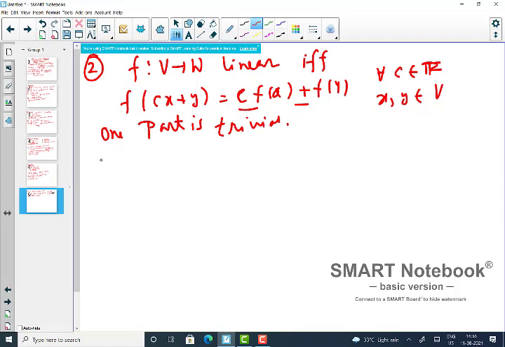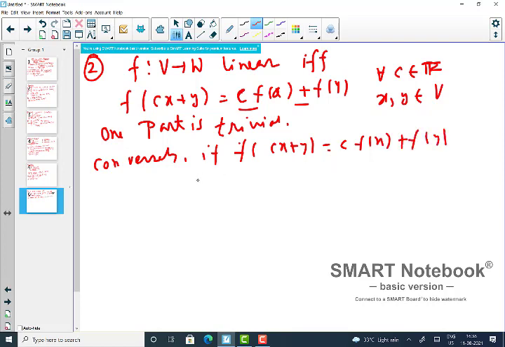Now the converse part. Conversely, if f of cx plus y equals c f of x plus f of y for all c belonging to F and x, y belonging to V, then what happens? Then you can choose a particular c equal to 1, because c is a scalar in the field and 1 is the identity inside the field.